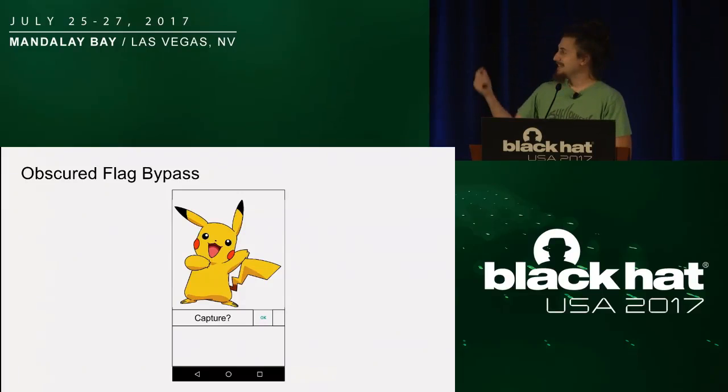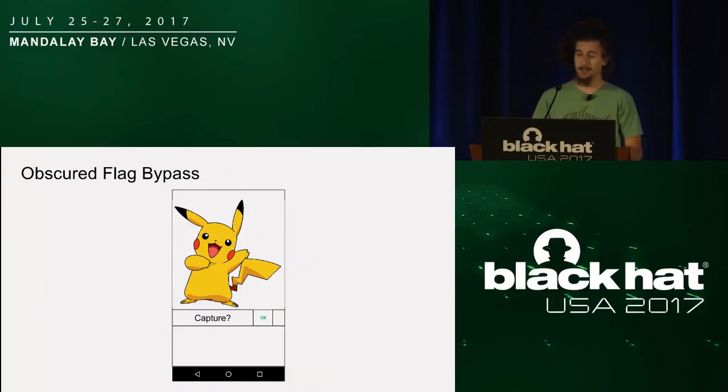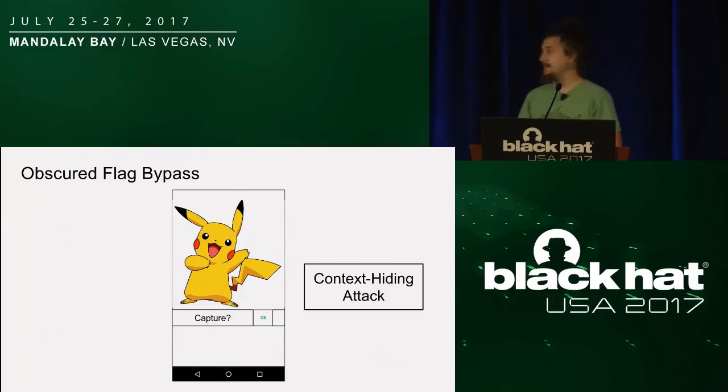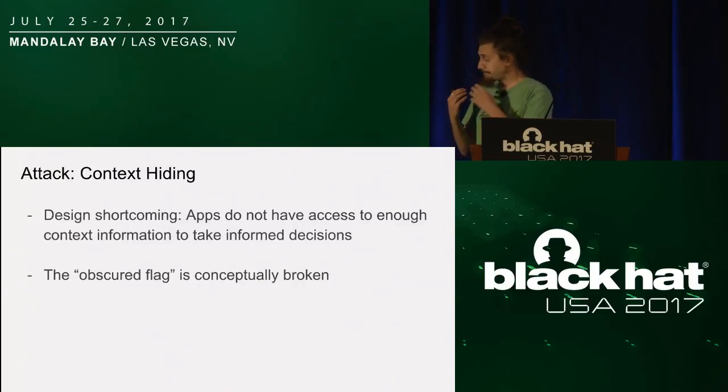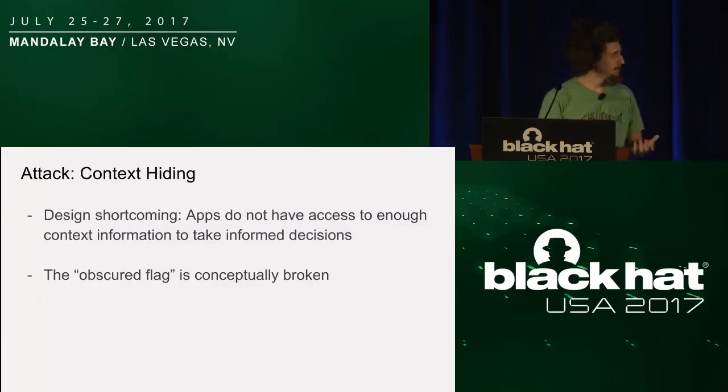And the thing is that these buttons protected by this obscure flag are usually very generic. And so as long as you can hide the context, the attacker wins. So more in general, we call this context hiding attack. And the big issue is that applications do not have enough context information to take informed decisions. And the obscure flag to us seems conceptually broken. It's not enough to protect only the button. You need to protect the entire UI.